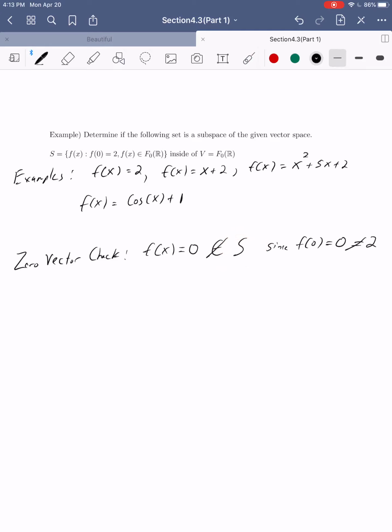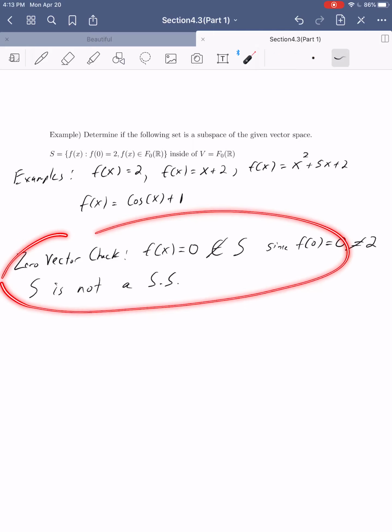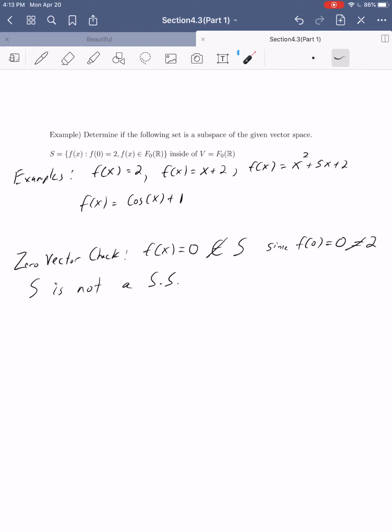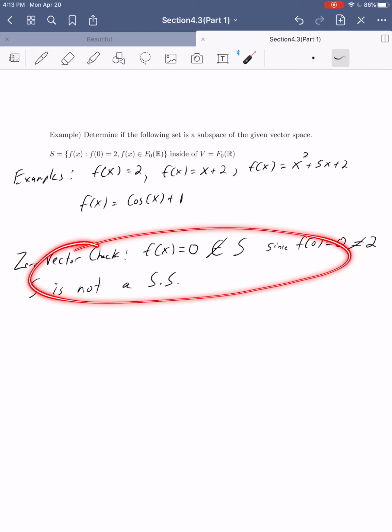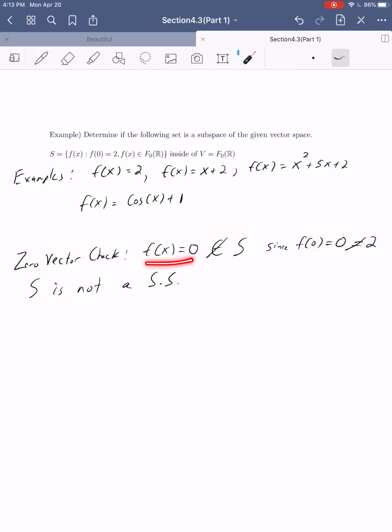So what does that tell us? S is not a subspace. So we're done. That's all we need to do. So this again is a big sort of motivator for why the zero vector check is worth doing. When it works, like it did here, where we saw that the 0 function, which acts as the 0 vector, was not inside of S, we're done. It's already not a subspace. Okay, we've got just a couple more to take a look at here.